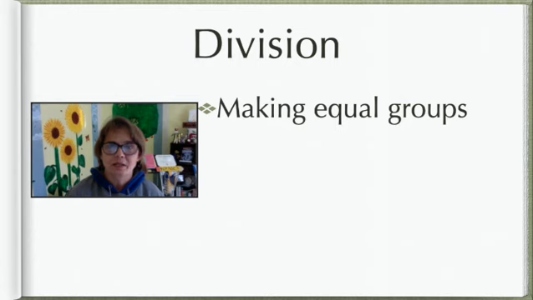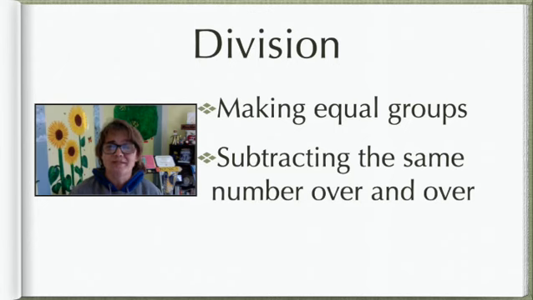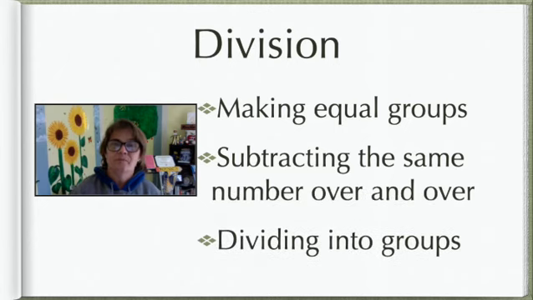Division is making equal groups. Some people say that it's subtracting the same number over and over again, which you can think about, and that really helps when you're working with remainders because you're really dividing things into groups, not necessarily taking things away. Equal grouping. So we're going to start out with our fire and ice as we have used many times in the past. This time we're looking at 6 divided by 2 equals 3.